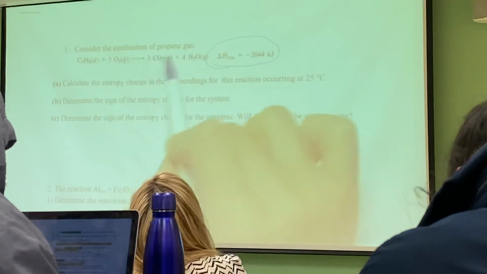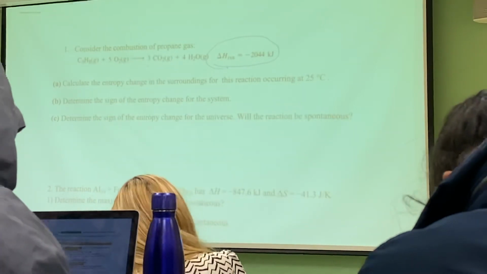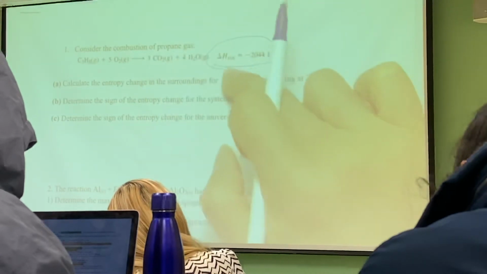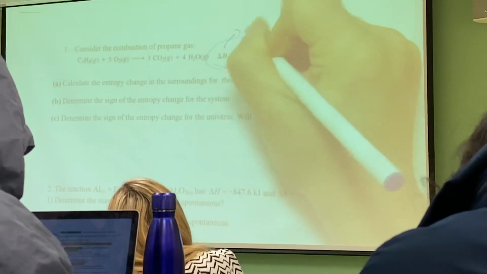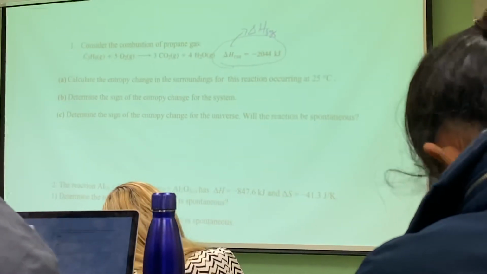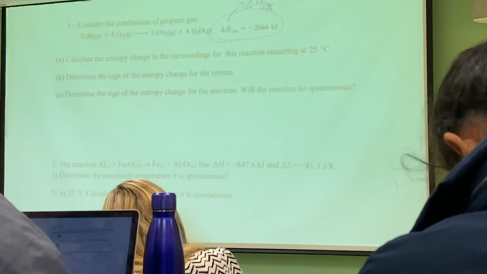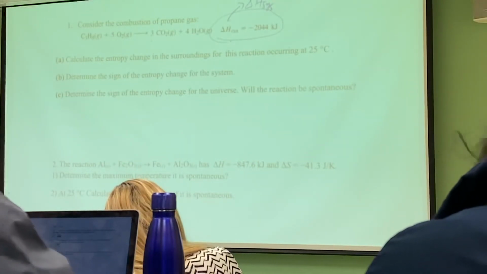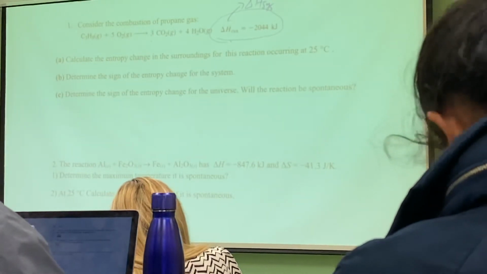So when you're given a reaction, we are focusing on the reaction, right? So this is your system. So this delta H reaction is your delta H system, okay? Remember, if you're given a reaction, that reaction is your system. System means you're focusing on that, you're starting on that, okay?